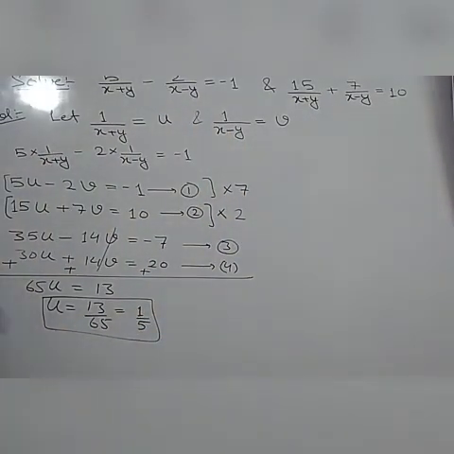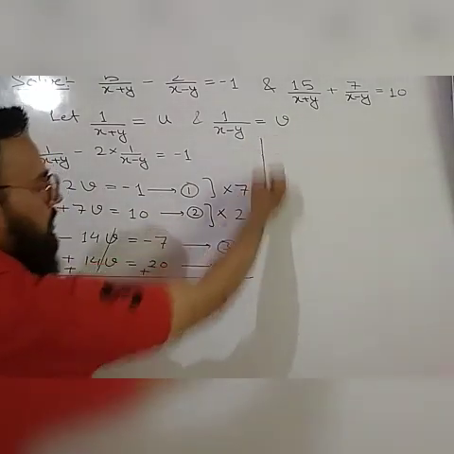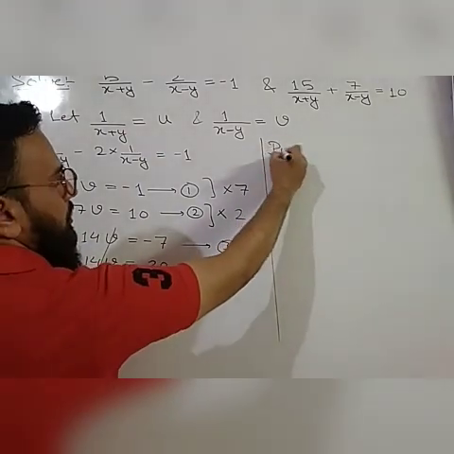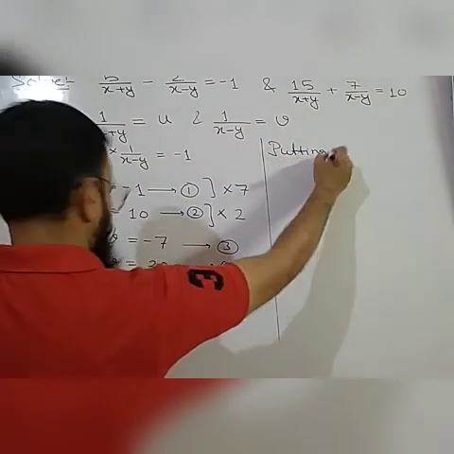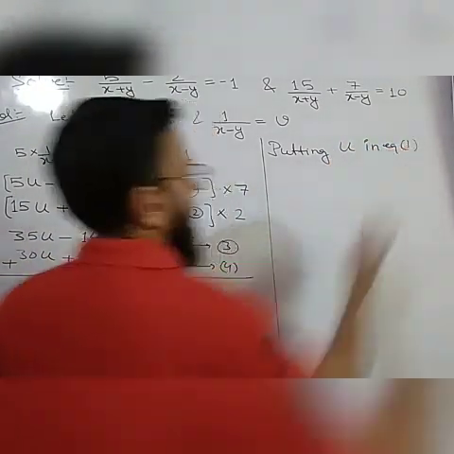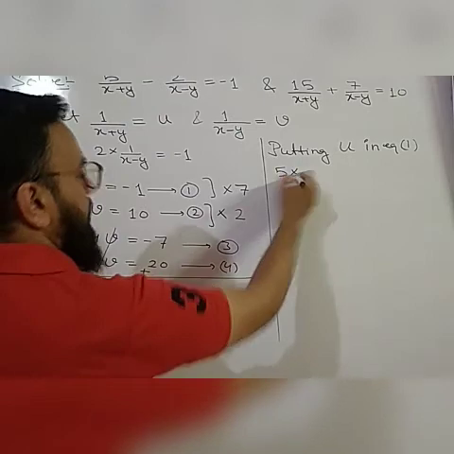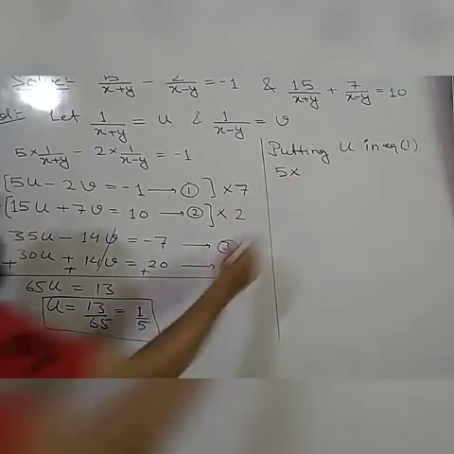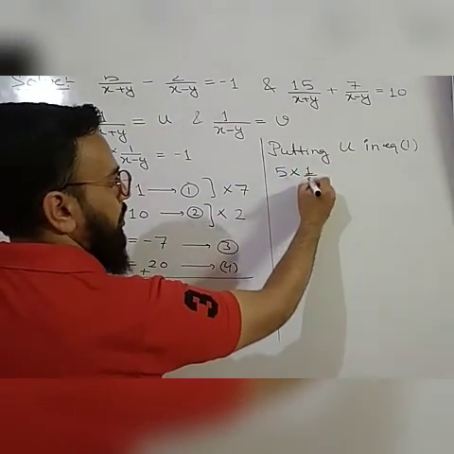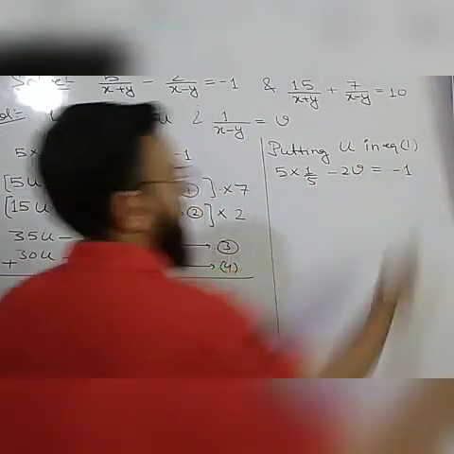Now we have to calculate the value of v also. So put the value of u in either equation 1 or equation 2. I am putting the value of u in equation number 1. So what will we get? 5 into u, and u is 1 upon 5. So it will be 5 into 1 upon 5 minus 2v is equal to minus 1.